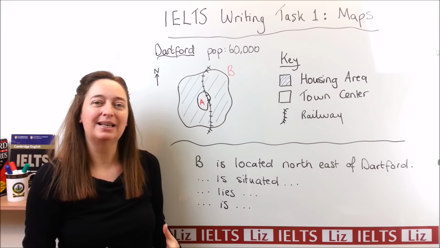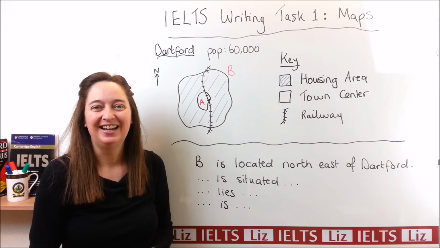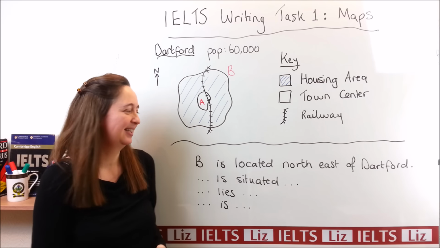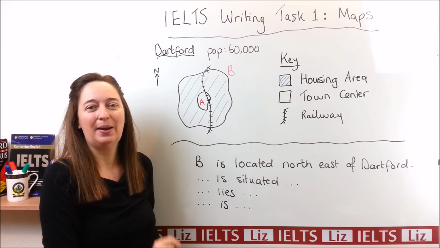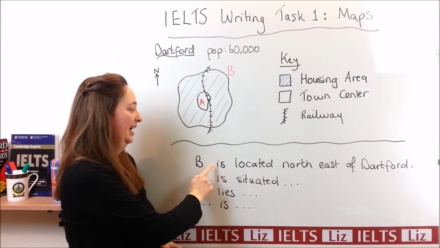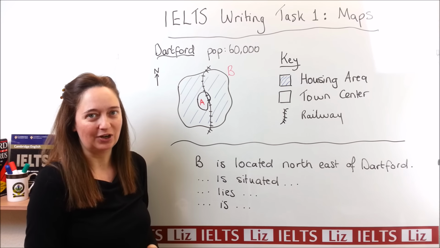And many students think that that is a past tense and they change it and they put be locates. Please don't do that. This is not a past tense, it's a passive voice. So that is actually in the present. So B is located northeast of Dartford.